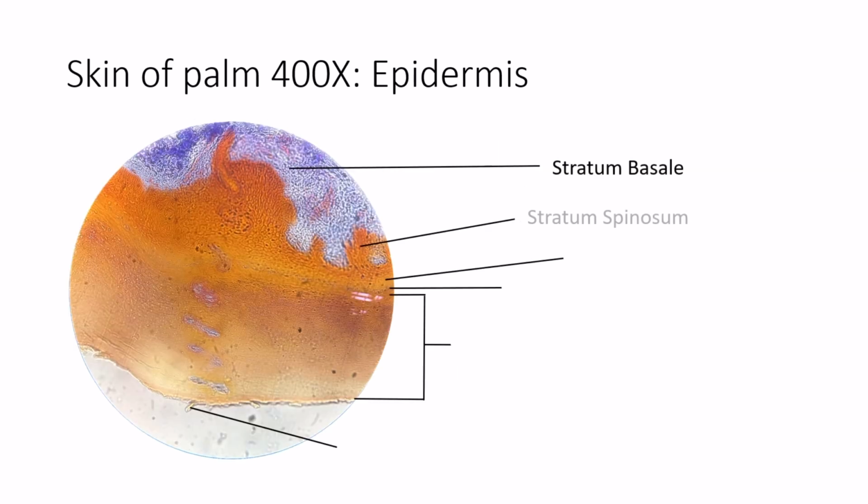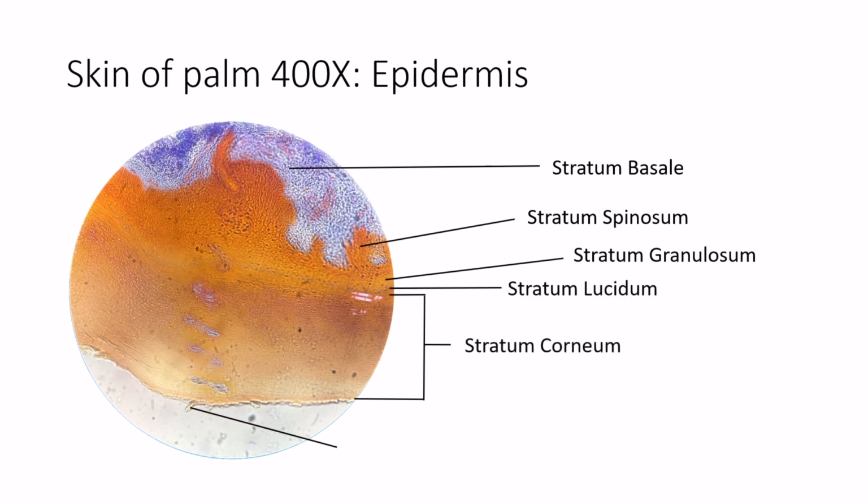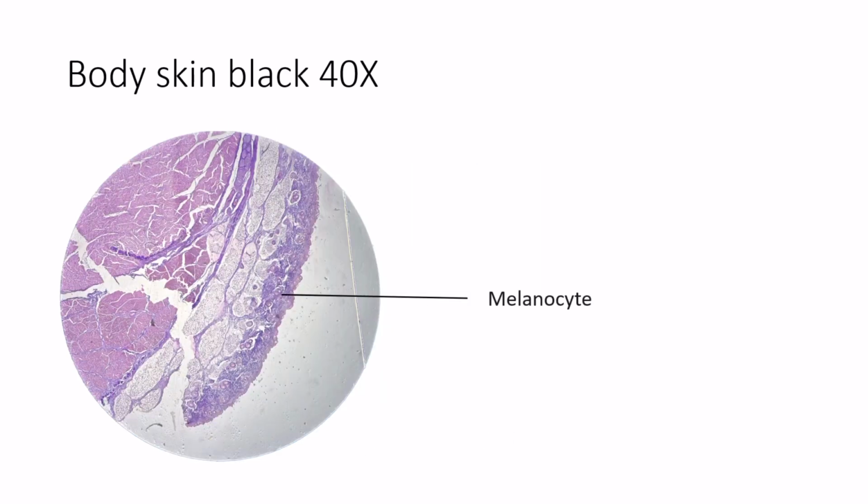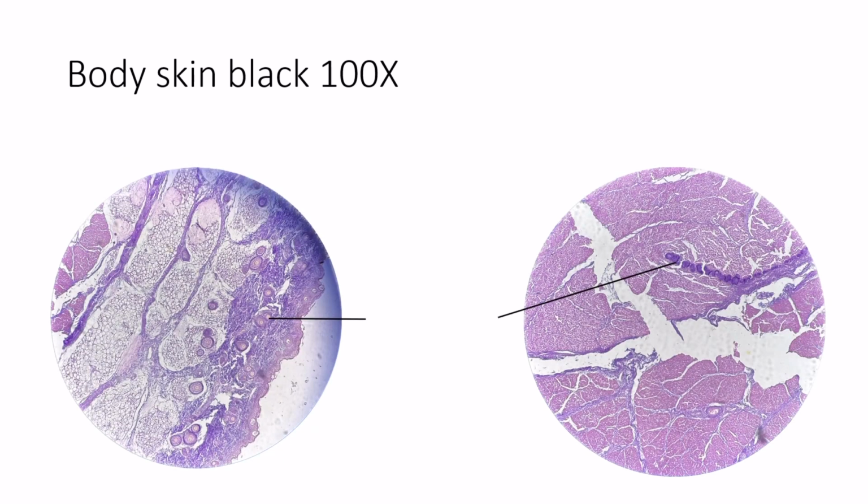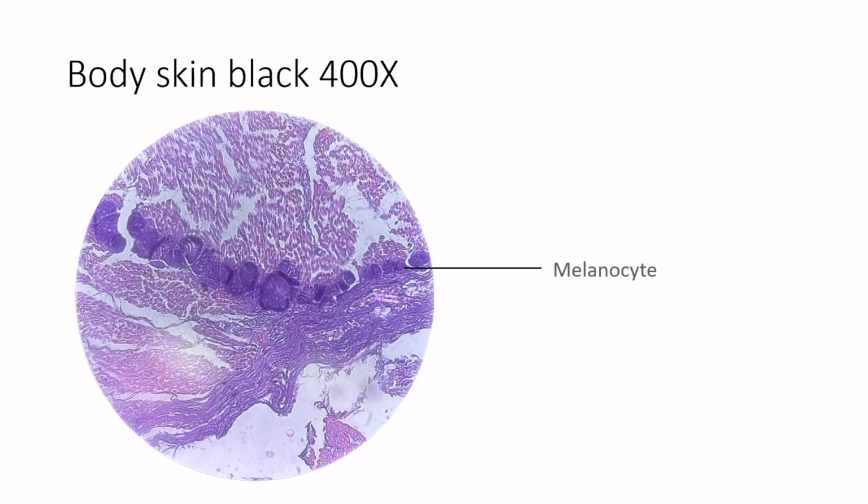Stratum basale, stratum spinosum, stratum granulosum, stratum lucidum, and stratum corneum. There's also a surface layer with dead skin cells. We can observe the presence of a melanocyte. And in increased magnification, the melanocytes are much more obvious and they look darker than the rest of the skin. Now, we can see here up close what the melanocyte looks like.